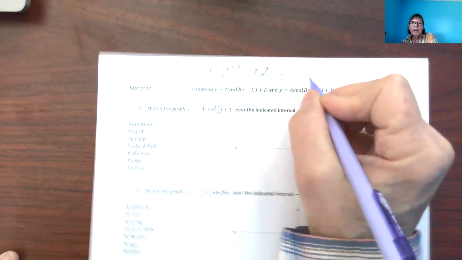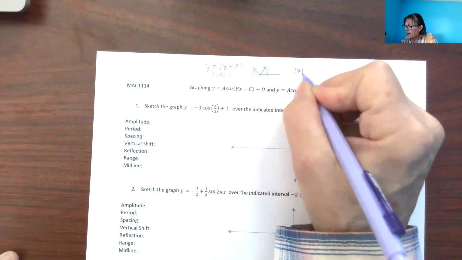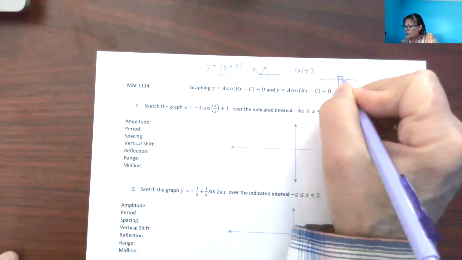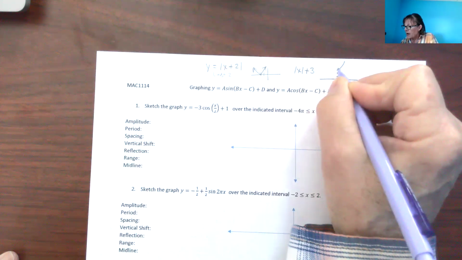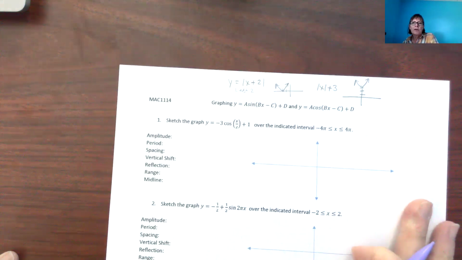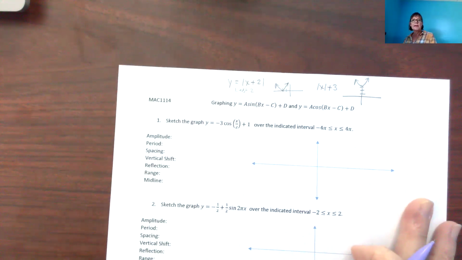Or if they said, I would like you to graph the absolute value of x plus 3, well, that would be a vertical shift up 3. So we're going to look at how vertical shifts and a phase shift, which is what they call a horizontal shift with trig functions, work. So that is this.